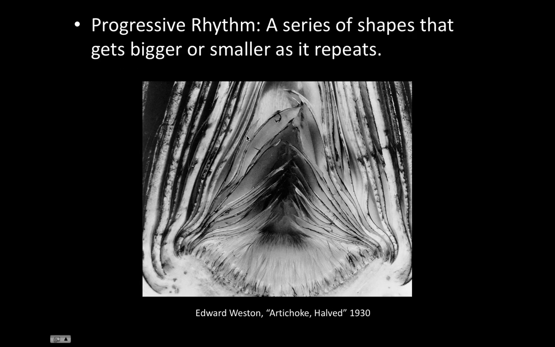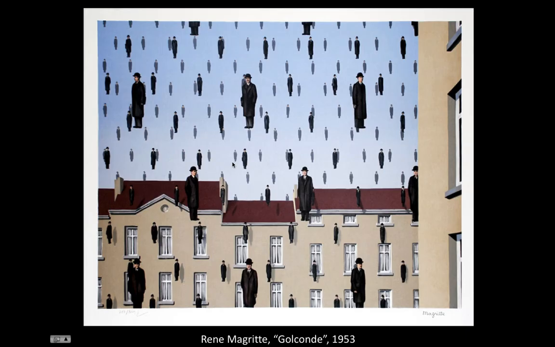Progressive rhythm is a series of shapes that get bigger or smaller as you repeat. This is an artichoke heart, and the bigger ones over here get smaller, and smaller. So it changes size. This is another example of that, right? The man gets smaller. The man is like rain. It's coming down, and it gets smaller as you go back into space, or it gets bigger as you go forward into space.